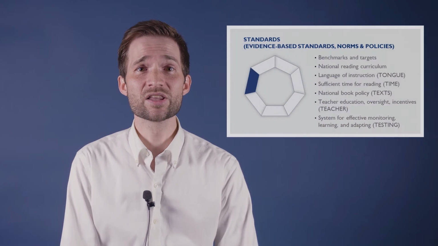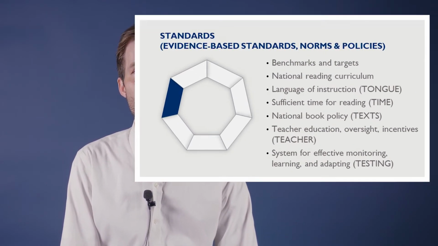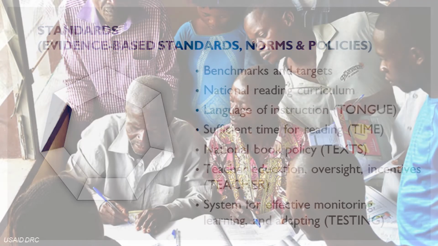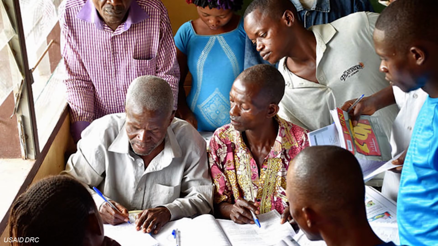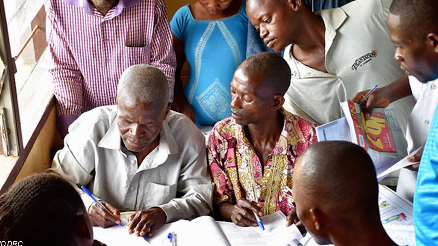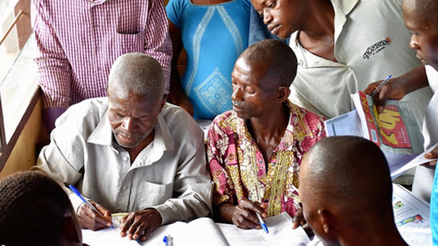To start, let's look at evidence-based standards, norms, and policies. You'll notice that there are policies and standards for all of the 5 T's reflected here. Language of instruction, for example, reflects the T for tongue, and sufficient time reflects the T for time. In the ideal system, evidence-based standards and policies are in place, providing a blueprint for the other components in the framework. It's important to understand how these are being implemented throughout the system.